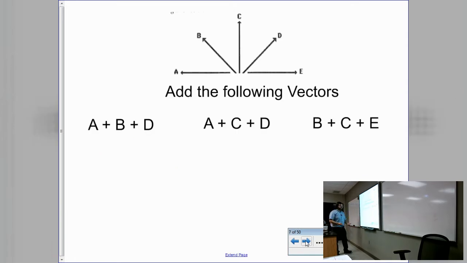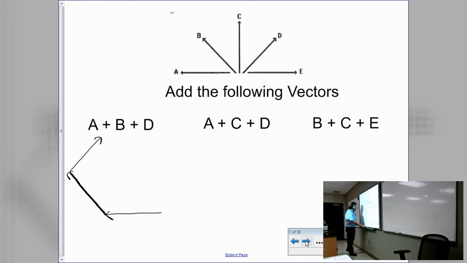So this brings us to our first example problems. I have these five vectors here, A, B, C, D, and E. And I want to add the vectors together. Again, I'm just representing adding them together in head to tail method. I'm going to add A plus B plus D. So vector A is completely horizontal to the west. B is, I would assume, a roughly 45-degree angle in that magnitude. And then I'm going to add D to it.